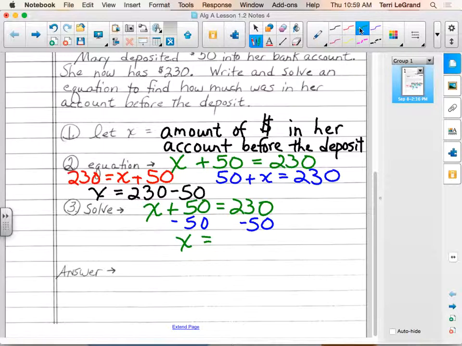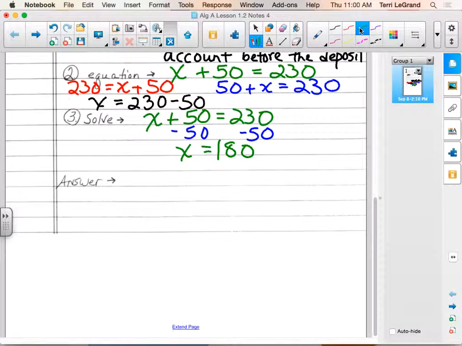Can you do that without a calculator? Sure we can. 230 take away 50. Okay, what do you think, Abby? X equals 180. 180, that's right. X equals 180.